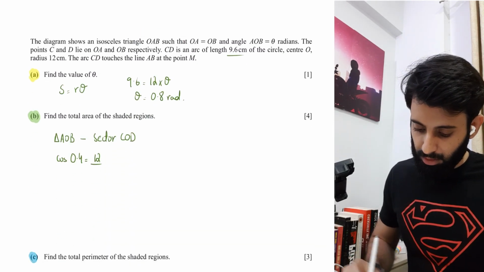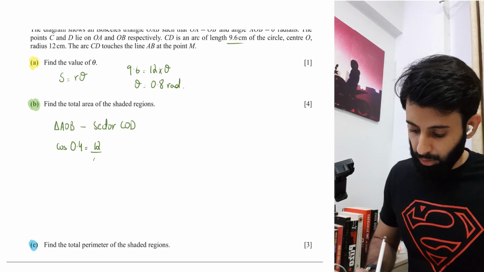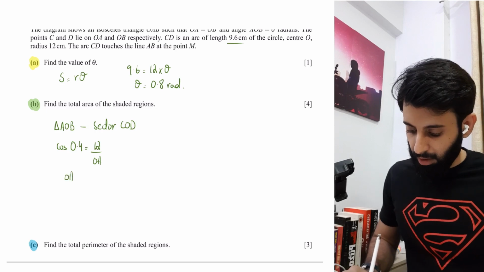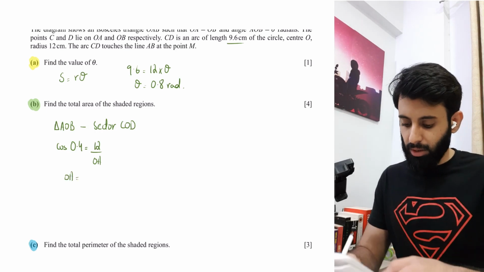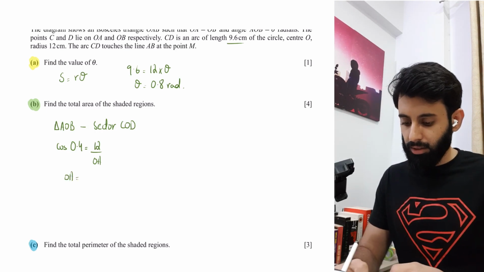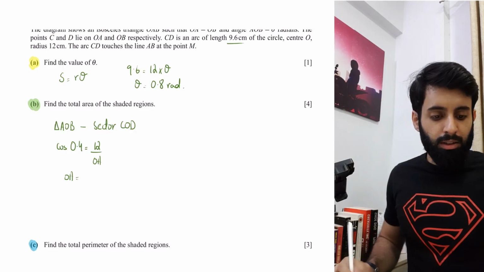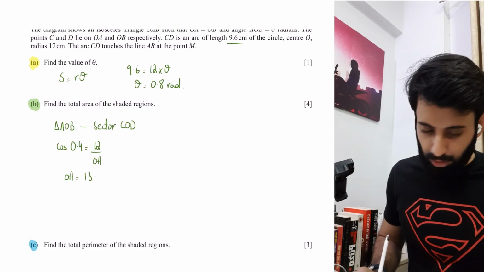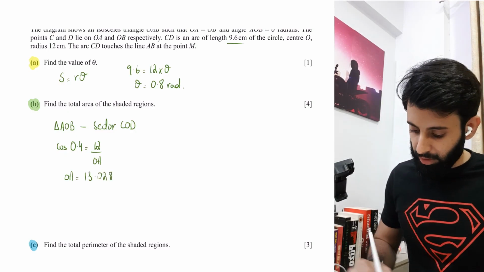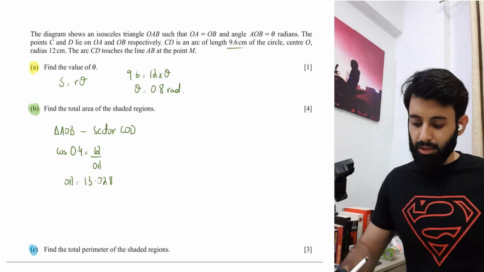Upon hypotenuse, which is basically the length from O to A. So that means OA is going to be equal to 12 divided by cos of 0.4. So we're looking at 13.028, and again, I'm not going to round it off prematurely. I'll leave it as 13.028.